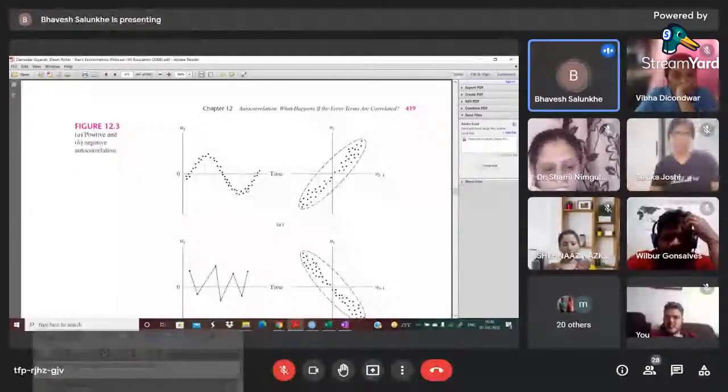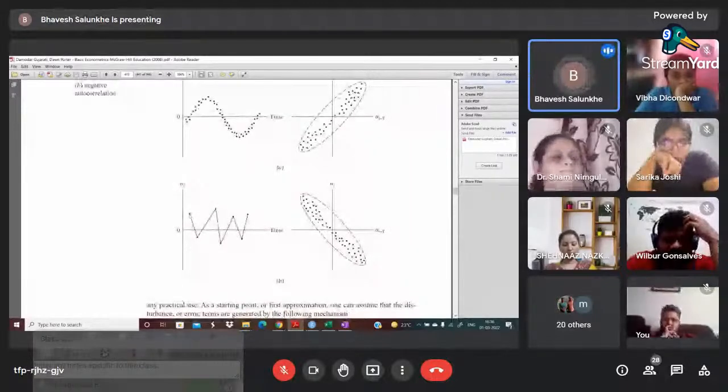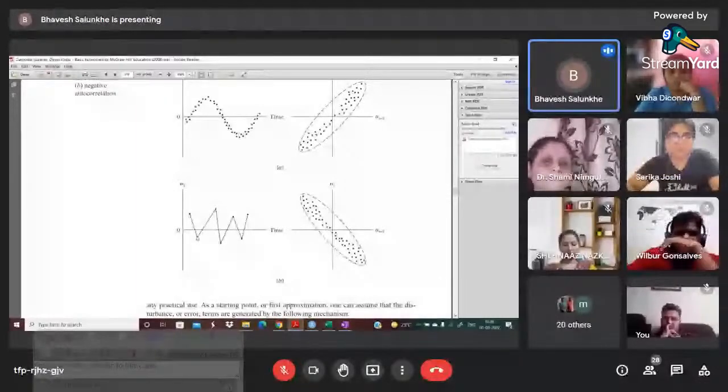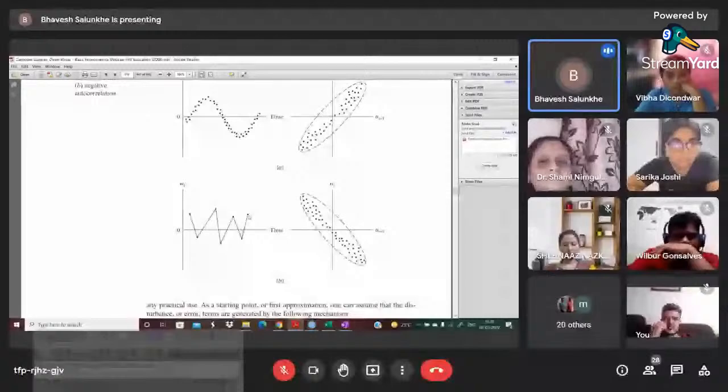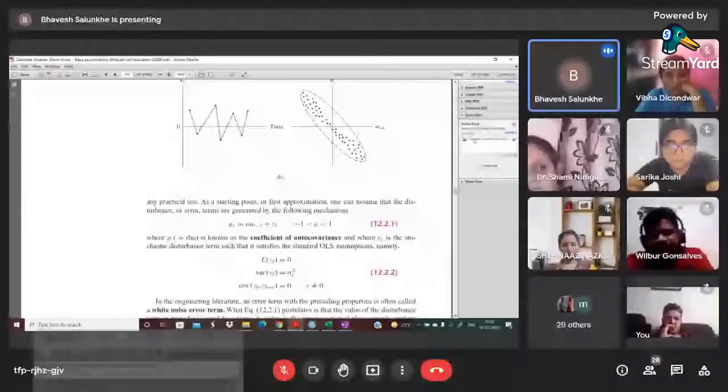The second plot is for negative correlation. So a positive error in this period is followed by a negative error in the next period, and a negative error is followed by a positive one, and so on. So we get a zigzag type of line, and it is negative correlation. And if you don't have any kind of pattern like this, and the error terms are just randomly spread, then you say that there is no autocorrelation in the regression model.